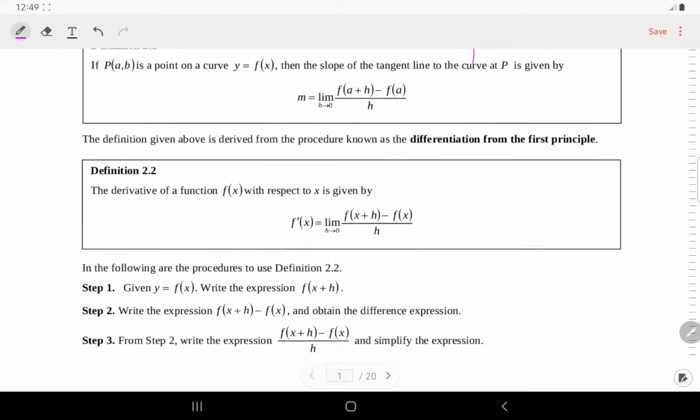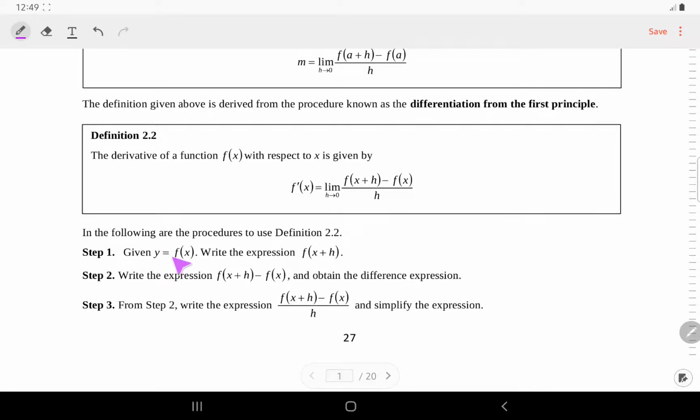We look at step 1. You are given a function f of x. So you need to write the given expression in the form of f of x plus h. The original function is f of x, so you need to find f of x plus h, meaning that all the variables x you need to add with h. Let's say for example you are given f of x equal to x squared. So you need to find f of x plus h.